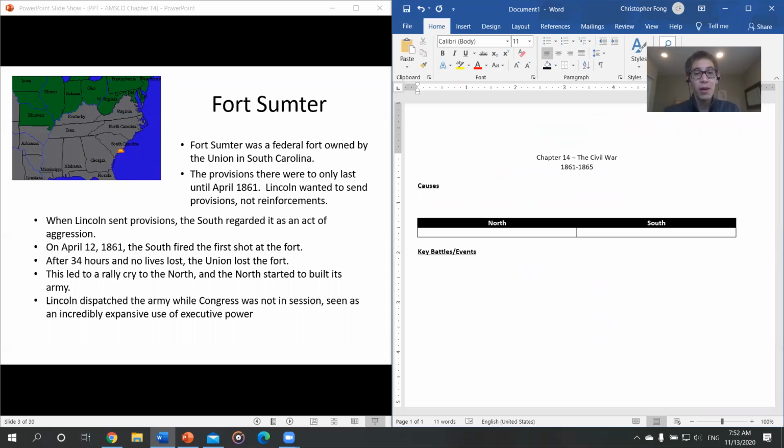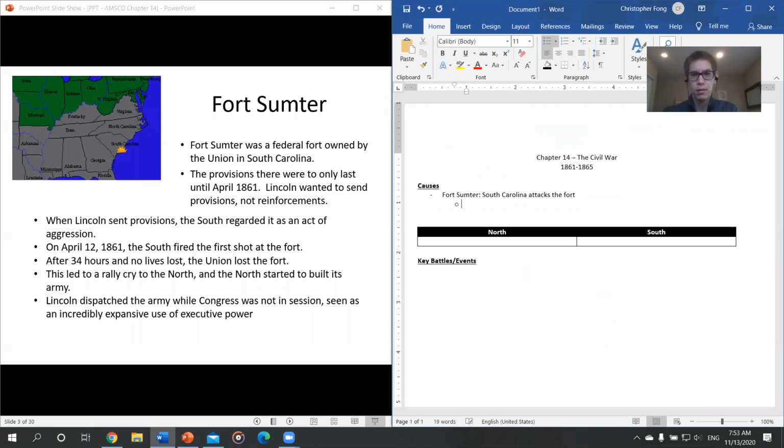And so when we talk about the causes of the Civil War, Fort Sumter, South Carolina attacks the fort, and this forces Lincoln to create a Union army.